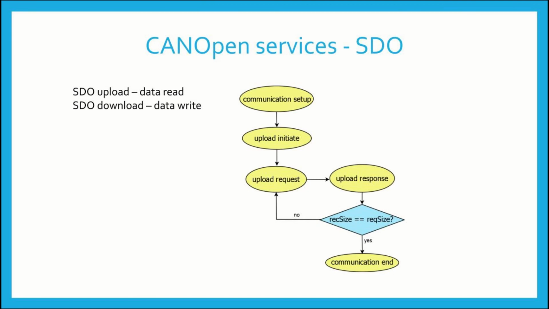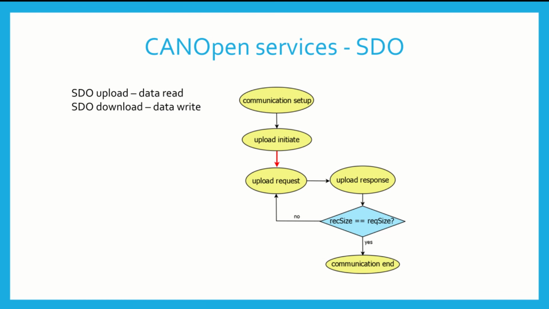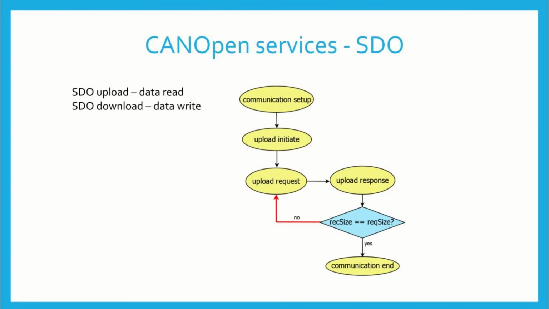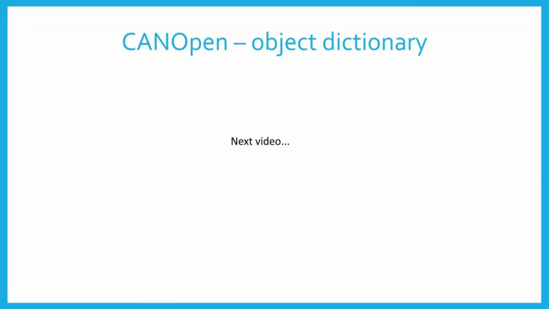From the client perspective, the communication is as follows. Client sets up communication on its side. Client initializes the upload request. Client sends the upload request. Client may want to send another request in case of segmented or block transfer communication. The server catches the request in its SDO receive interrupt-based handler, and this request will be processed in the SDO function callback or in the SDO process function.